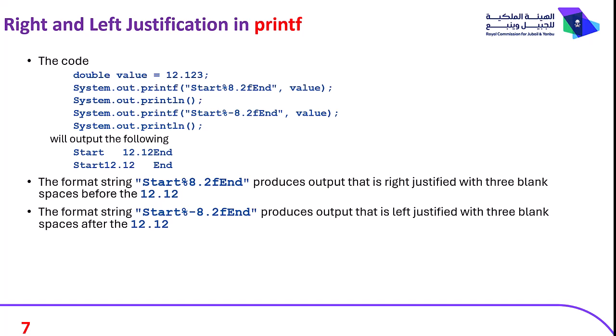Right and left justification in printf. By default, printf right justifies text within the field width. However, if you add a hyphen, such as %-8.2f, the output becomes left justified, placing any extra blank spaces after the number instead of before it.